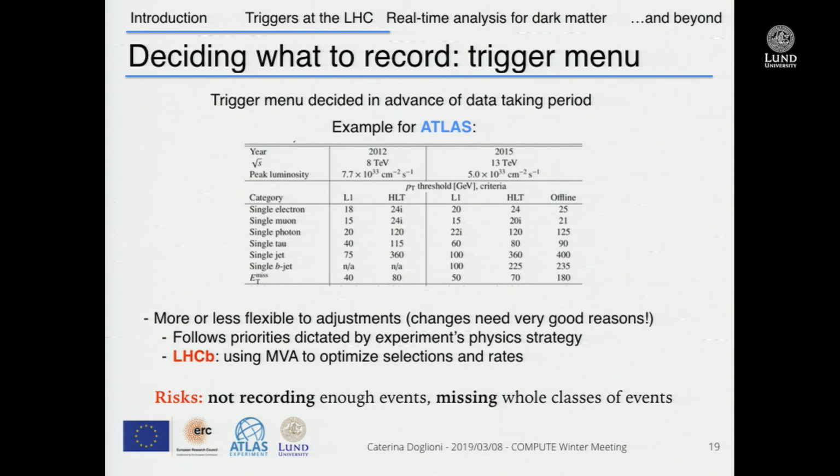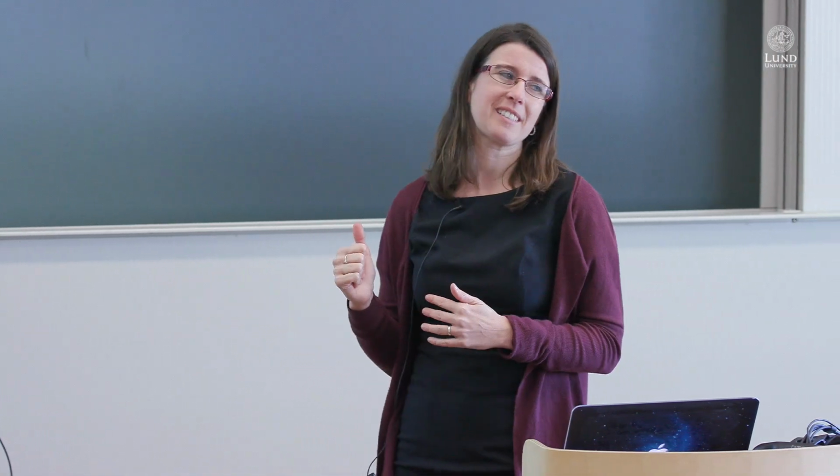But this kind of thinking presents a risk. Maybe you're not recording enough events of what you should. Maybe you're missing a class of events because you've decided in advance what you wanted to find based on theory, and what nature is giving us is not theorized yet. So there's motivations for making the most of the data.